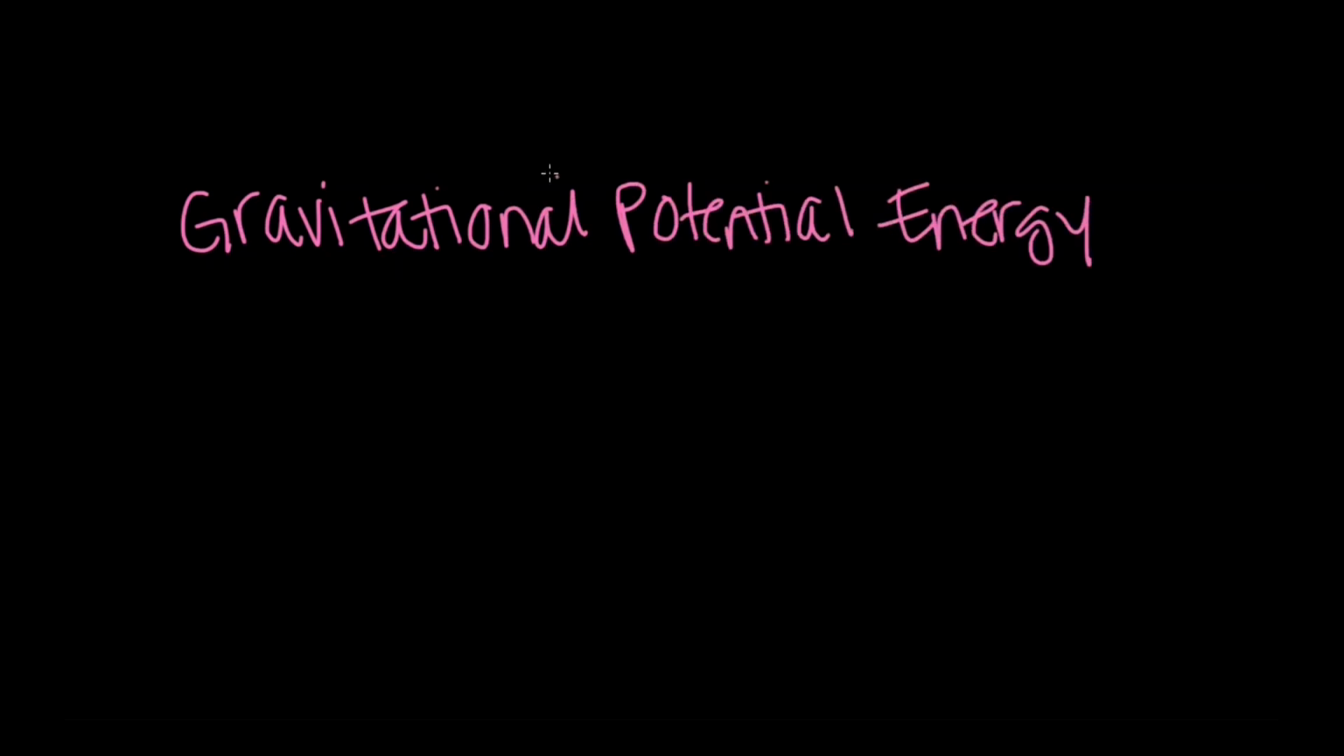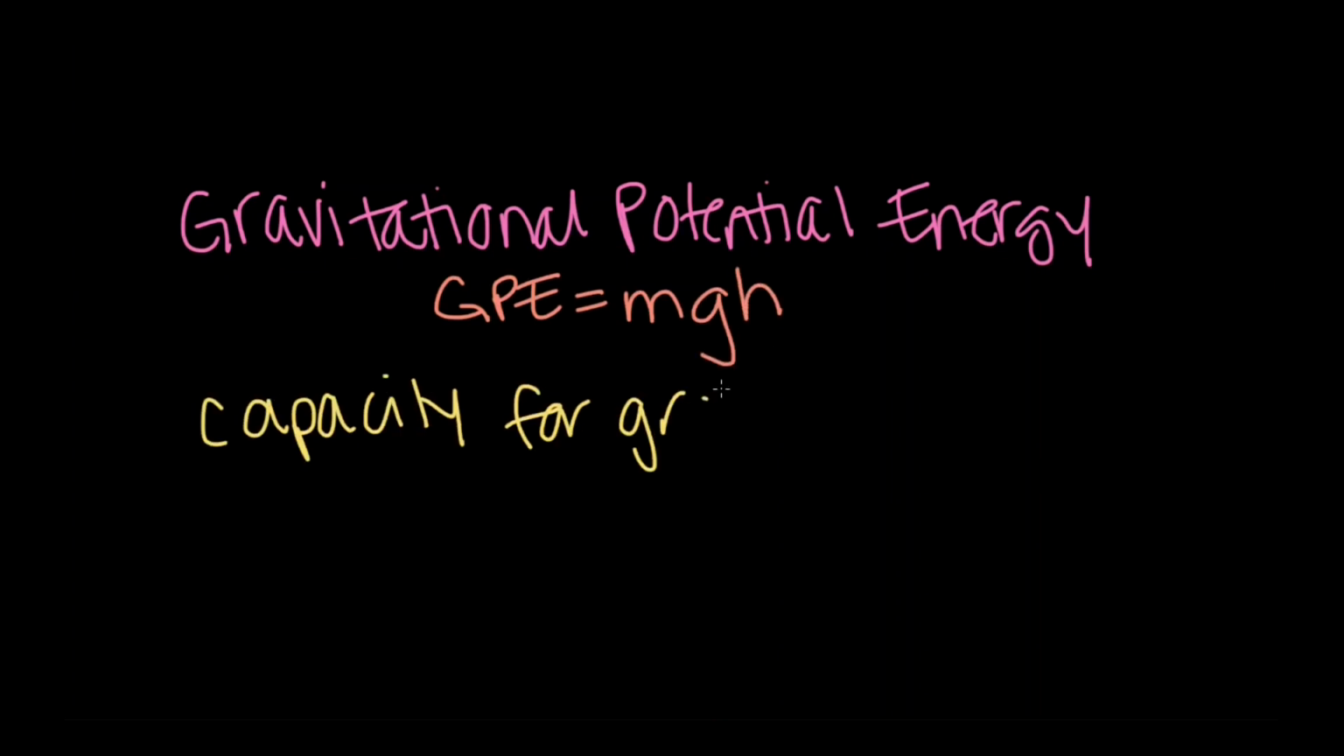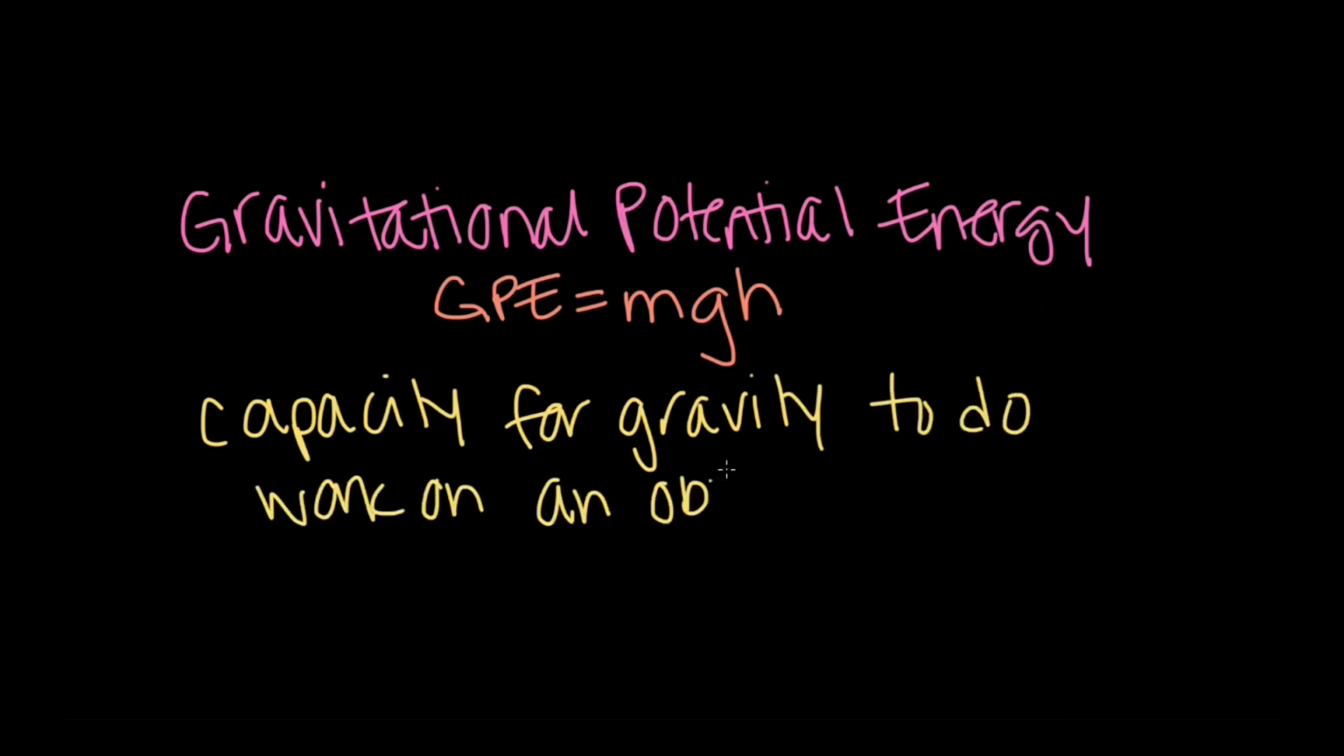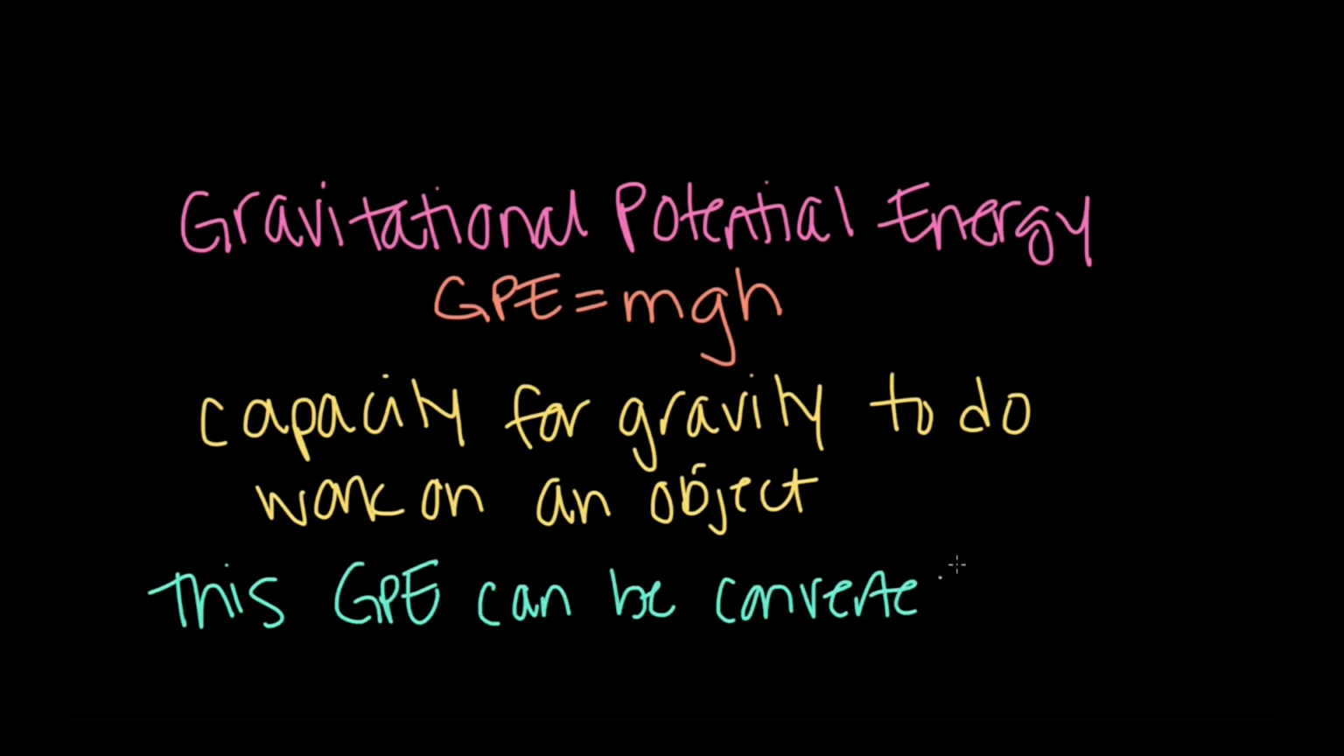Okay, so today we talked about gravitational potential energy. We found an expression for it, which is equal to mgh. We learned that this gravitational potential energy is the capacity for gravity to do work on an object. And we learned that this gravitational potential energy can be converted to kinetic energy. And we did some sample calculations.